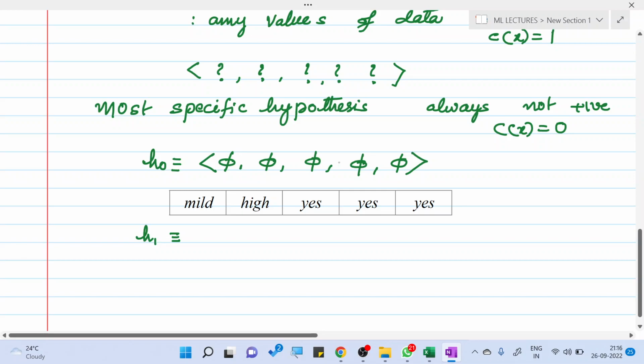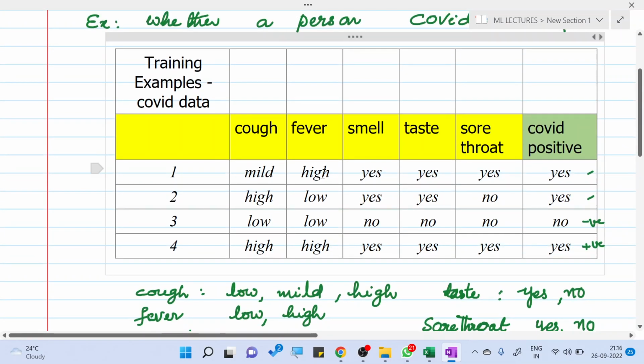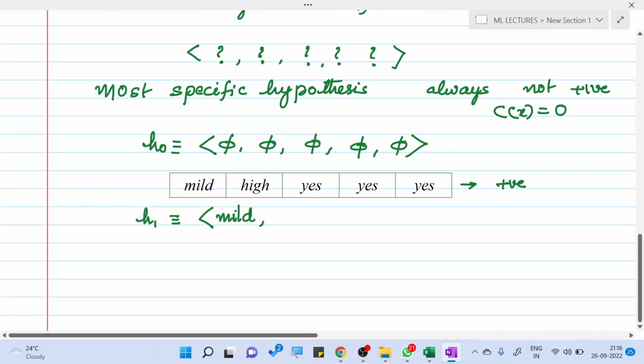H0 says no value is accepted. Now, by considering the first example, it is a positive example, right? So, cough, if it is mild, is positive. So, in place of pi, I will write mild. Then, what is it saying? If the fever is high, then he is positive. So, I am replacing this pi with a more general value. Pi means no value is accepted.